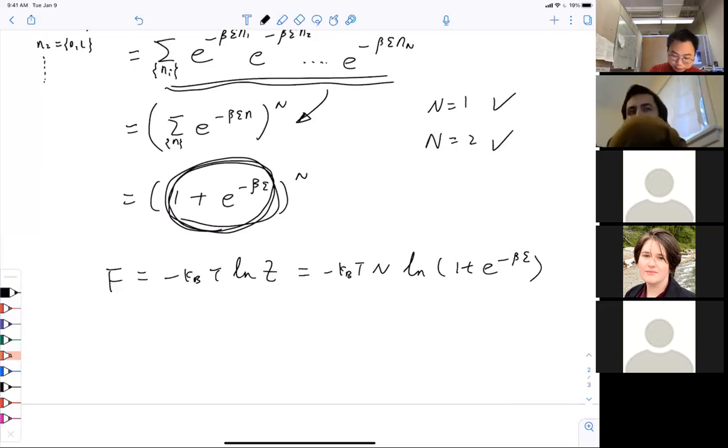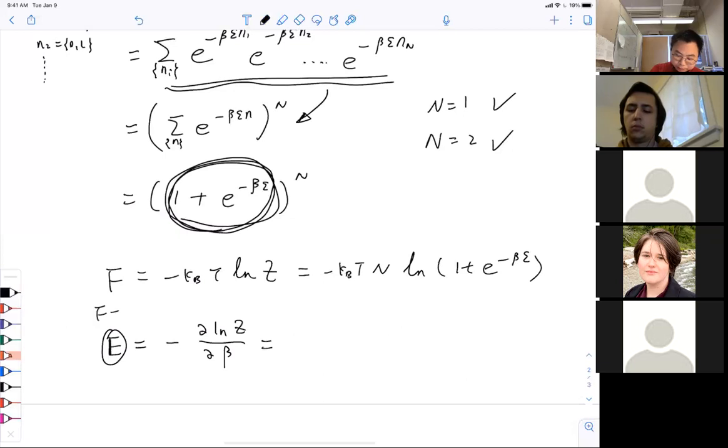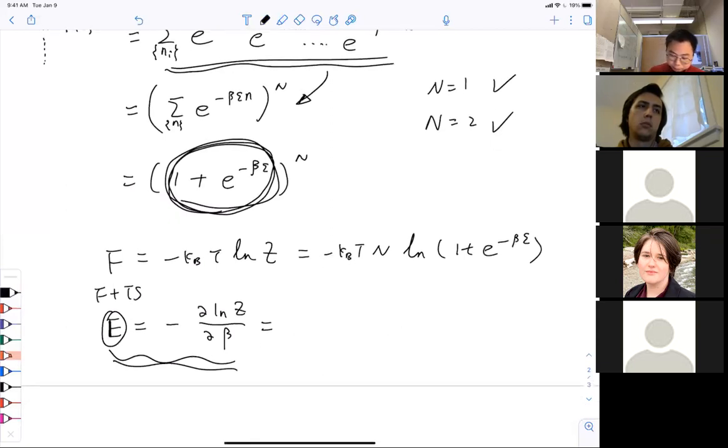Another quantity we care about is the energy. Remember, we calculated the energy in our first discussion, also in the first homework, right? So the energy from the formula we know is given by this guy. Of course, you can calculate this energy from F plus TS, but I think this one is more straightforward because you don't need to calculate the entropy first.